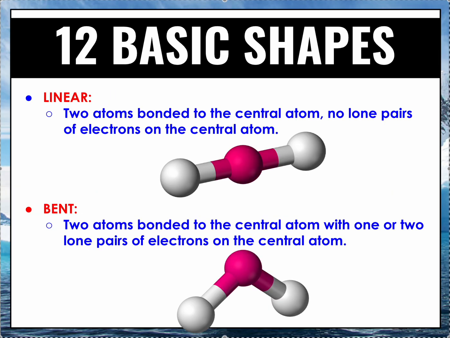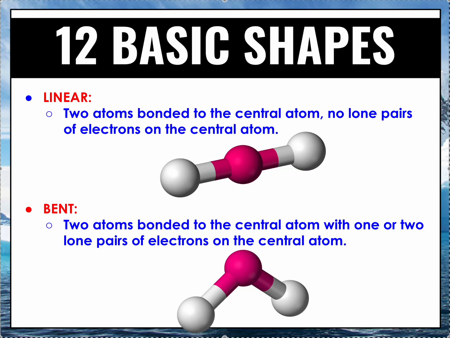So the first two easy ones: one is linear and the other one is bent. Linear is when two atoms are bonded to the central atom with no lone pairs of electrons on the central atom, so it forms a straight line. However, we get into what we know as bent, where we have two atoms bonded to the central atom, with one or more lone pairs of electrons on that central atom, therefore pushing it down.